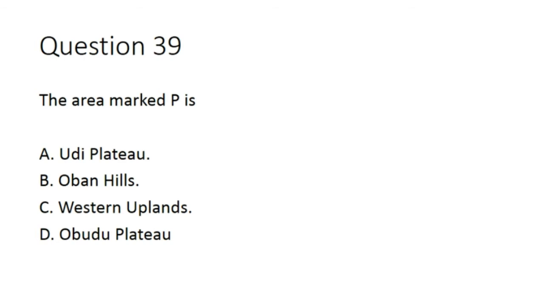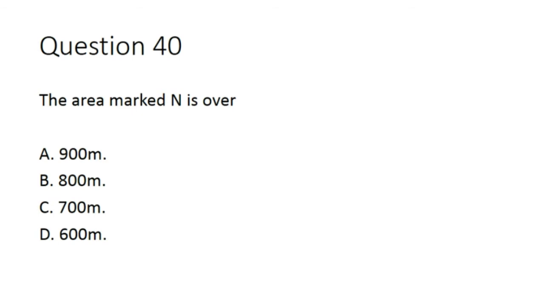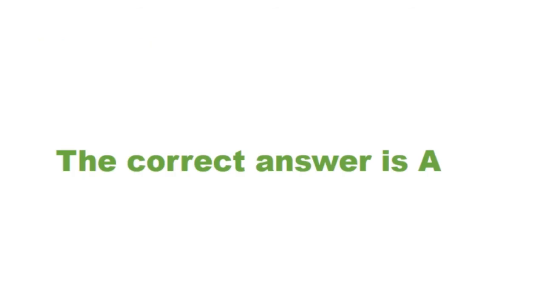39. The area marked P is A. Udi Plateau, B. Urban Hills, C. Western Uplands, D. Obudu Plateau. The area marked P is Western Uplands. 40. The area marked N is over A. 900 meters, B. 800 meters, C. 700 meters, D. 600 meters. The area marked N is over 900 meters.